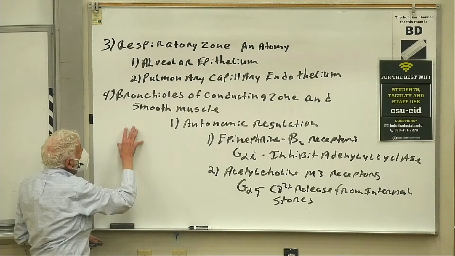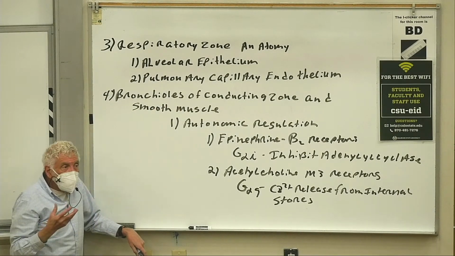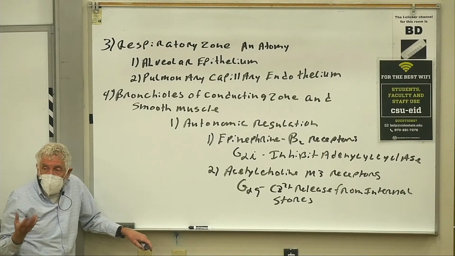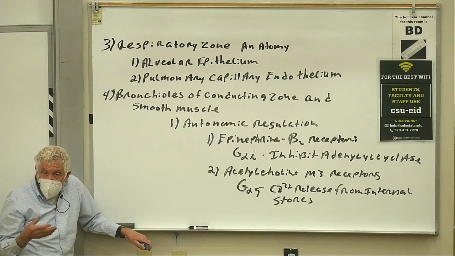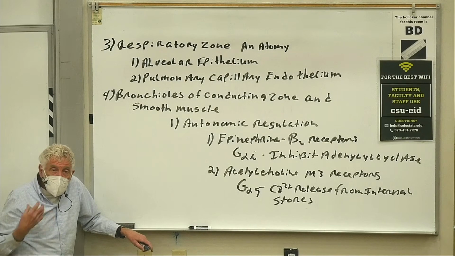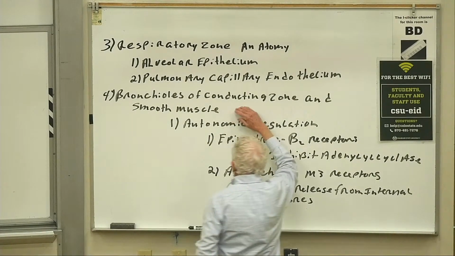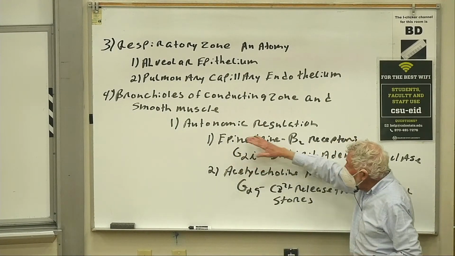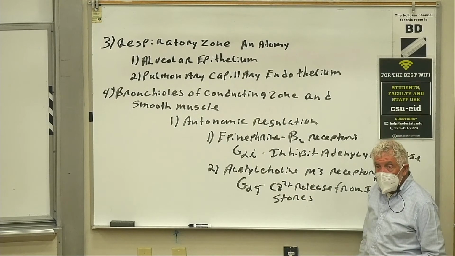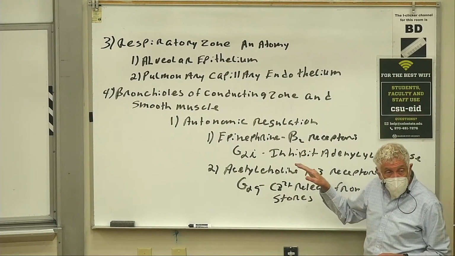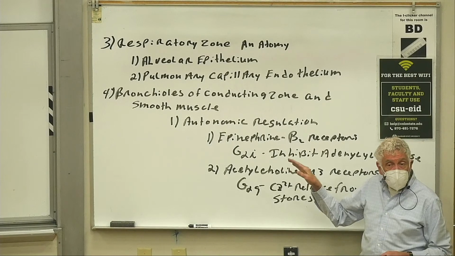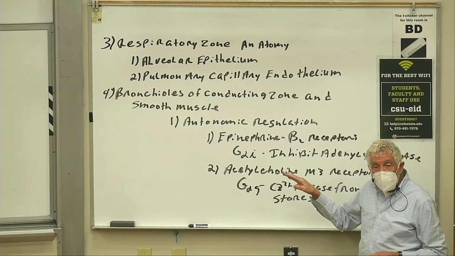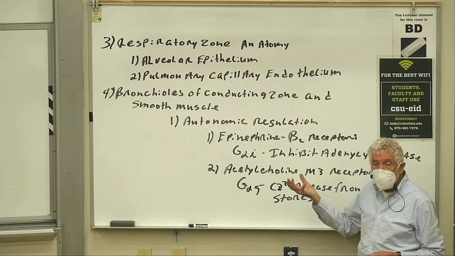Then we're going to spend some time talking about the bronchioles of the conducting zone and how these bronchioles are under autonomic regulation. The autonomic regulation of the bronchioles resides in epinephrine and acetylcholine. This should look familiar to you. These are more or less the molecules we talked about with autonomic regulation of the heart. But here the story is going to be slightly different.